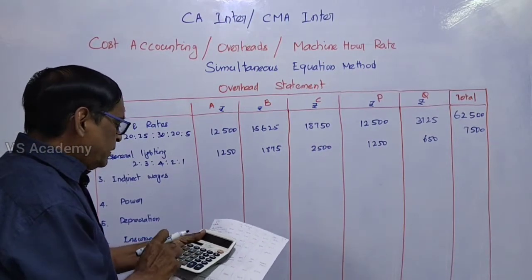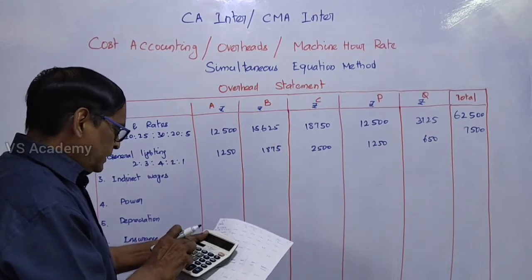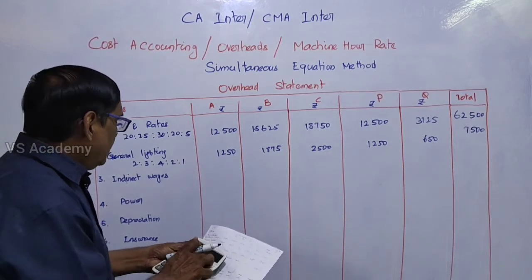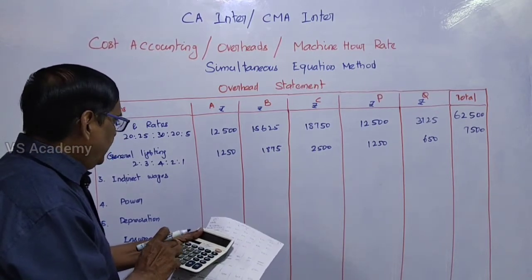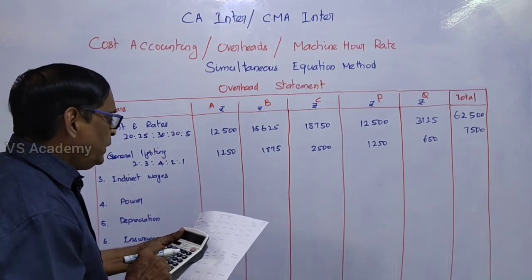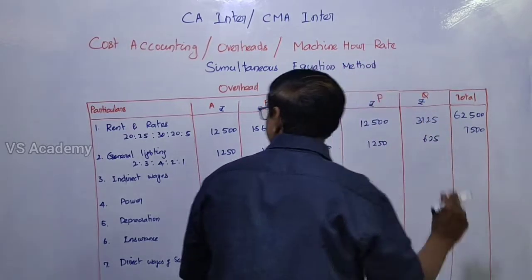1,250, 1,875 plus 2,500 plus 1,250 plus 650. So 7,525, something is wrong. 1,250 and then 1,875, 2,500, 1,250, 625. This amount is 625. You can correct it.